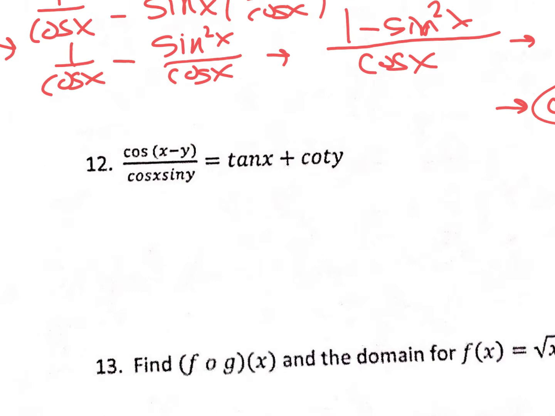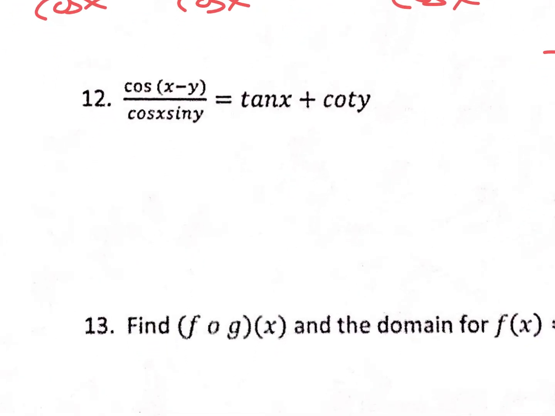All right, let's look at 12. 12 looks even more fun. I'm taking the left-hand side. Now, think about what this says. That's cosine subtraction, cosine x minus y. Look at your formula page, and it says cosine x minus y. It tells you exactly what to do. Cosine x minus y is cosine x, cosine y, plus sine x, sine y.